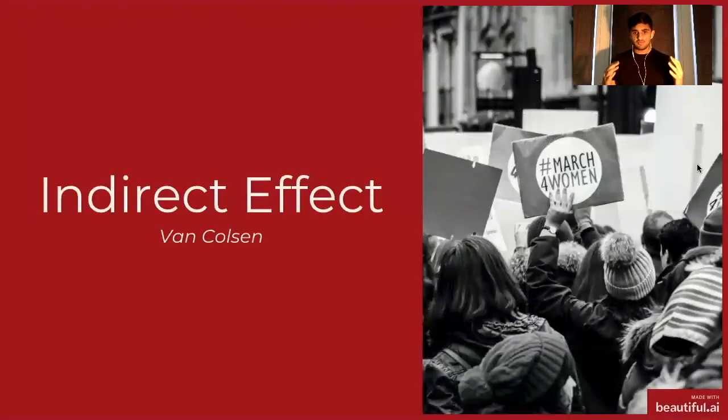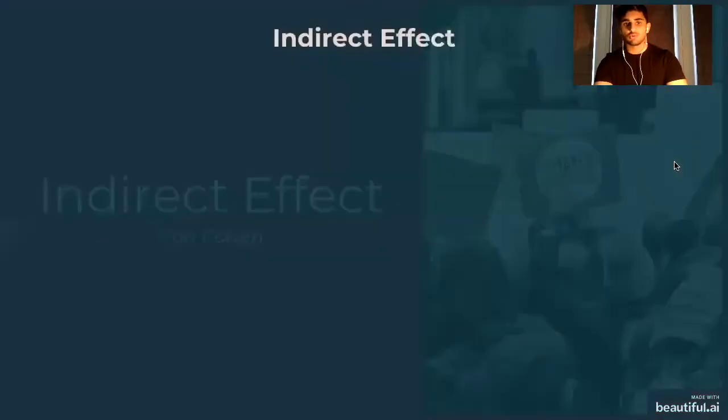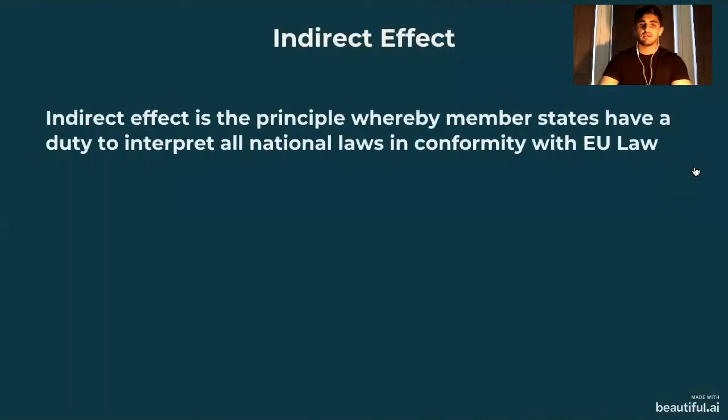Moving on with indirect effect, this was first mentioned in a case called Von Colson. And in indirect effect, this is the principle whereby member states have a duty to interpret all national laws in conformity with EU law. So there can't be any deviations, there can't be any inconsistencies with EU law, because if there are, that will create problems if an EU citizen wants to enforce his rights in real life or in court.